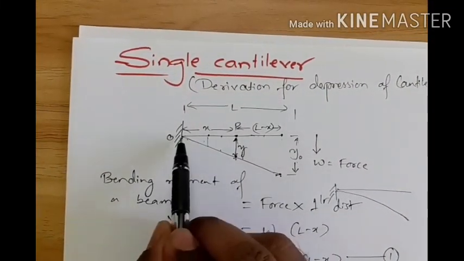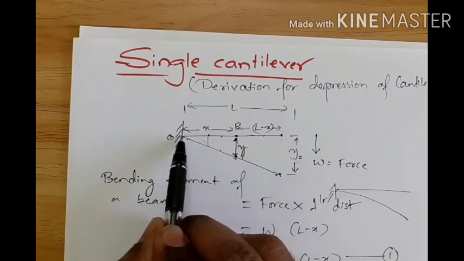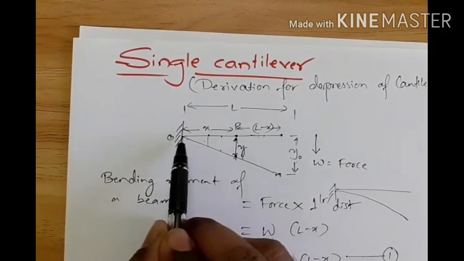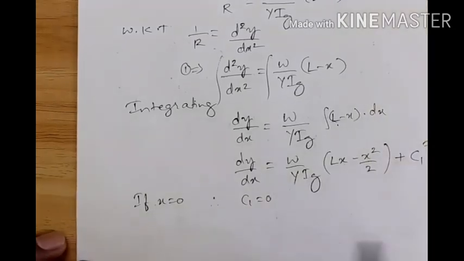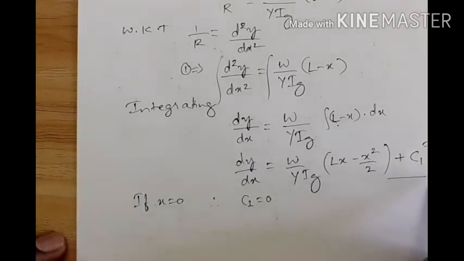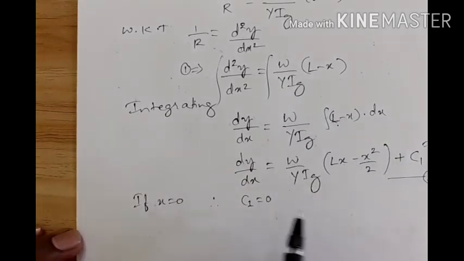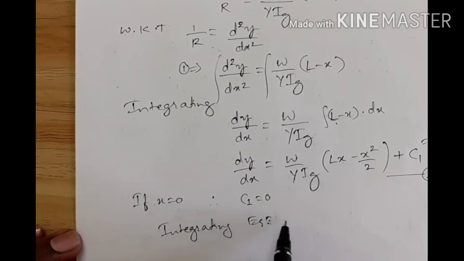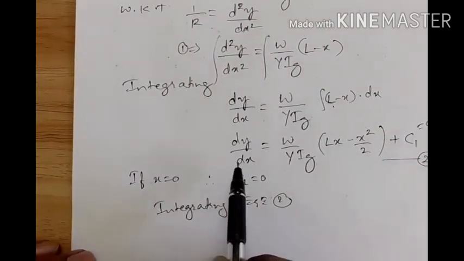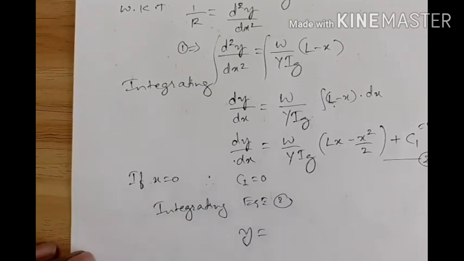So what is the meaning of x is equal to 0? When x is equal to 0, what is the y depression? Depression will also be 0. So this whole equation will become 0 by giving the value of the integral constant, C1 equal to 0. Okay, we have this equation now. Let us call it equation number 2, and again we will integrate that, integrating equation 2.